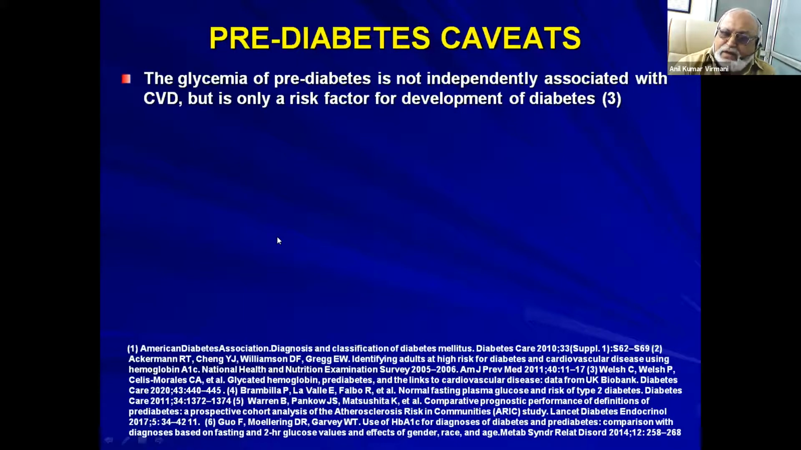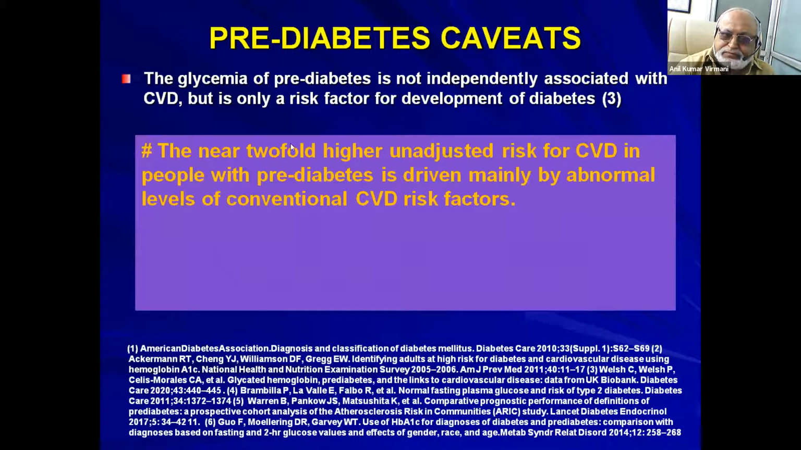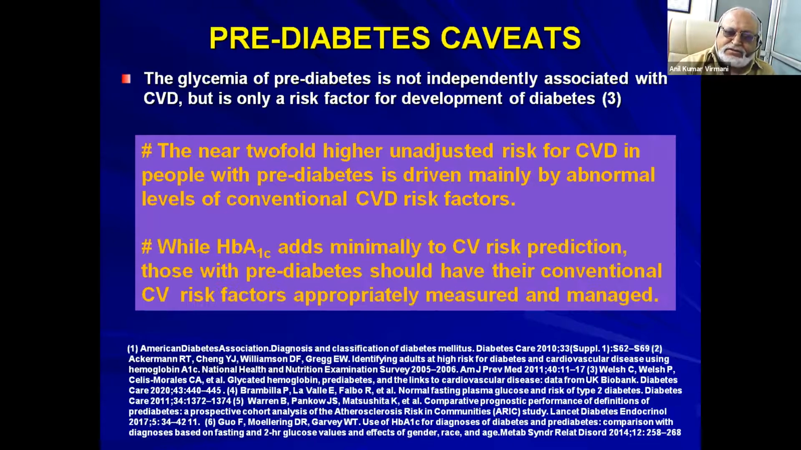The glycemia of prediabetes is not independently associated with cardiovascular disease, but is said to be only a risk factor for the development of diabetes. The near twofold higher unadjusted risk for cardiovascular disease in people with prediabetes is driven mainly by abnormal levels of conventional CVD risk factors.